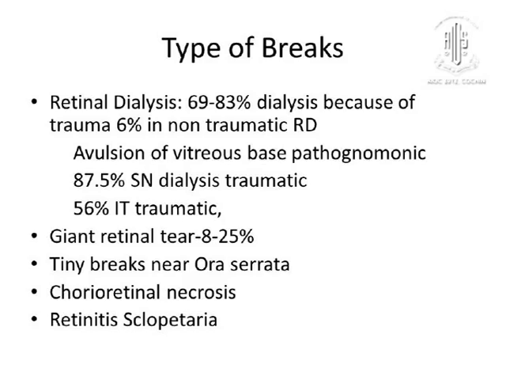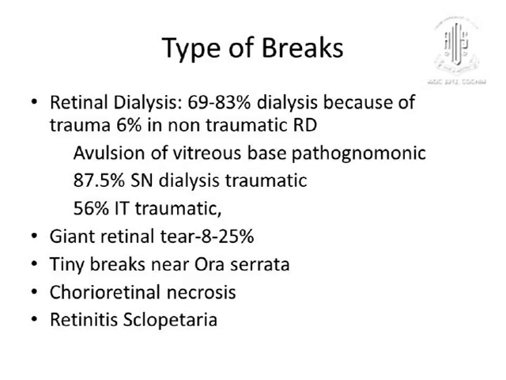As we all know, dialysis is the most common type of break found in traumatic retinal detachment, and around 69 to 83% of dialysis are caused by trauma as compared to 6% in non-traumatic detachments. Presence of a dialysis and an avulsion of the vitreous base is generally pathognomonic of traumatic retinal detachment.